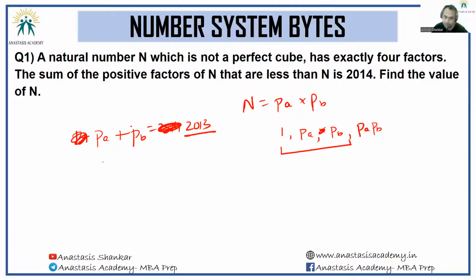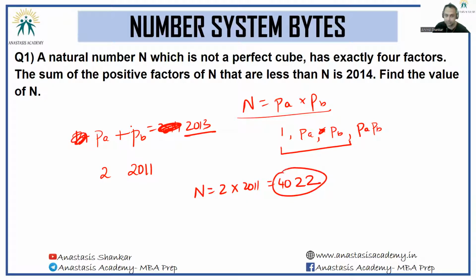Among the prime numbers, the only even prime number is 2. So the other one will be 2011. So the actual number that we're dealing with, n, will be equal to 2 times 2011, which is equal to 4022. The answer to the question should be 4022.